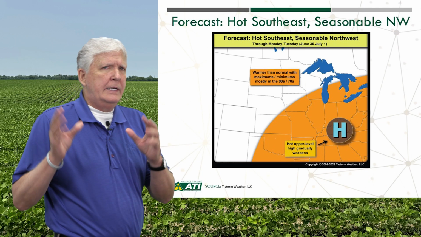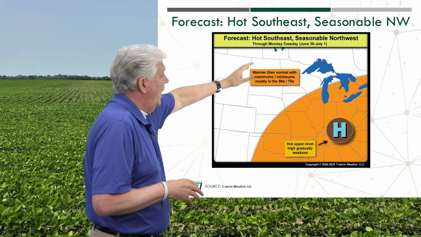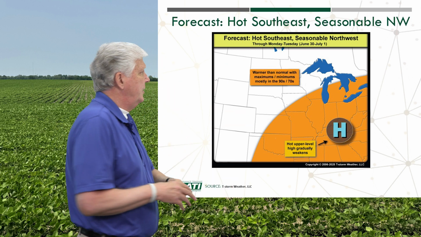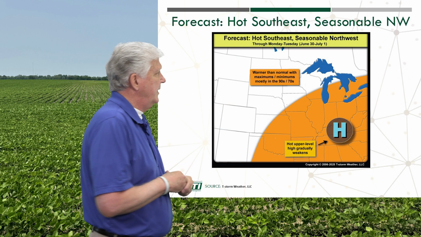Let's take a look at the short-term trends. Our slides this week, as usual, are courtesy of T-storm weather. I'm starting out here looking at a divergence in temperatures. Anything to the north and the west that basically has no color to it there, that's going to be closer to seasonable readings for this time of year.